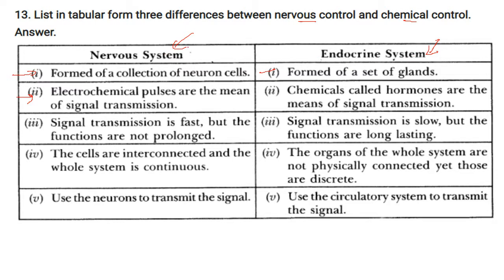In the nervous system, signal transmission is quite fast, but the functions are not prolonged. In the endocrine system, signal transmission is slow, but the function is long lasting. In the nervous system, the cells are interconnected and the whole system is continuous, while in the endocrine system, the organs are not physically connected, yet they are discrete. The nervous system uses the neurons to transmit the signal, while the endocrine system uses the circulatory system to transmit the signal.